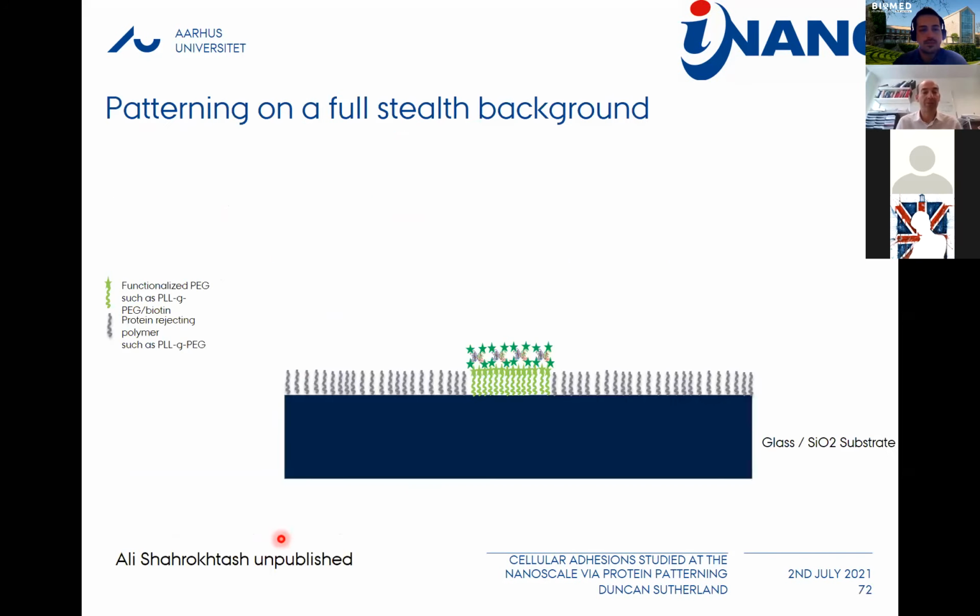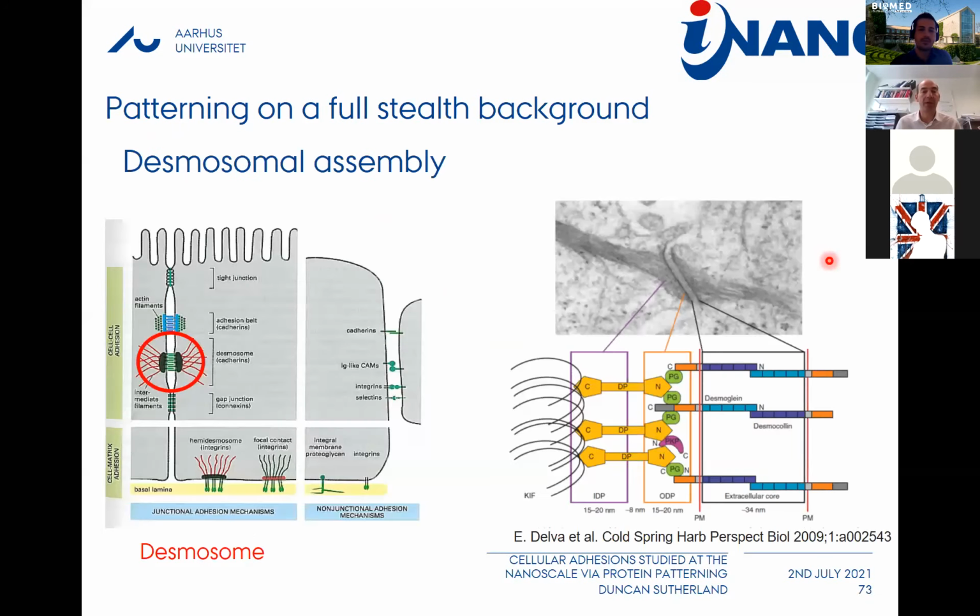So Ali has worked on that too. He has come up with this using the platform, like I mentioned before, but there he can have a complete stealth background, so that there is PEG or other protein-rejecting polymers which are then functionalized at the top. You can either functionalize it just in a patch or in the background, and then you have the benefits of the PEG, but still have these protein nanopatterns. Yeah, so that's something which is working now, and Sadegh has been applying that to look at another type of cell-cell junction.